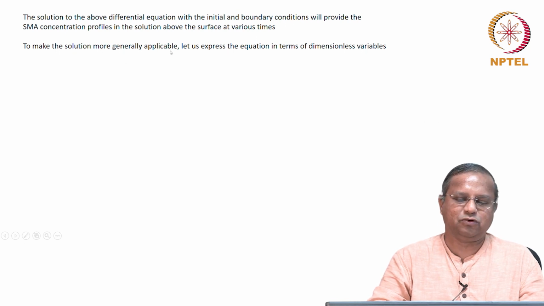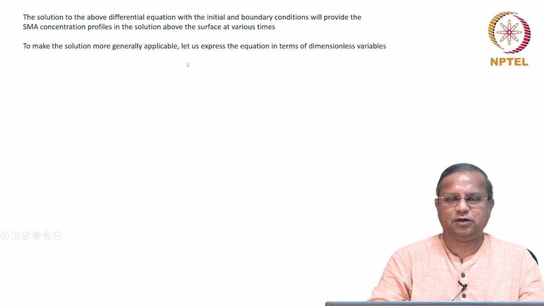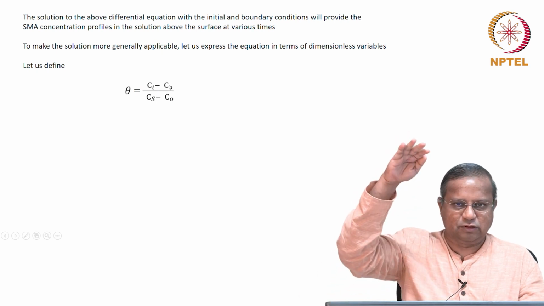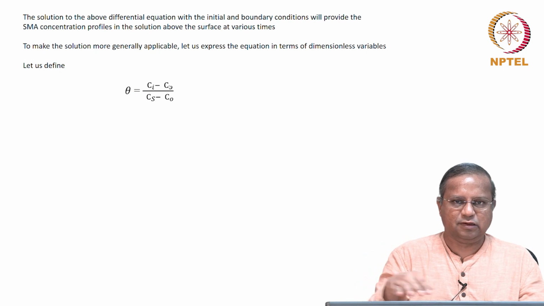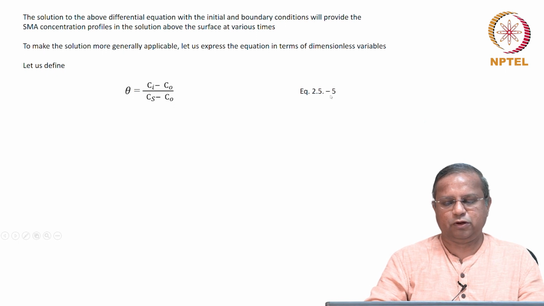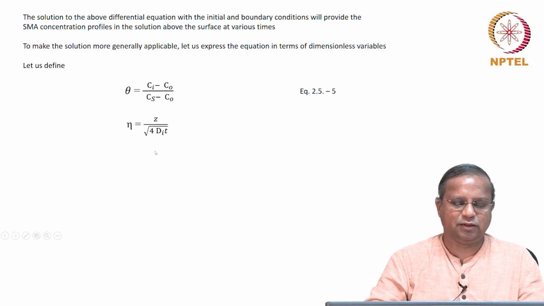Now, again, to make the solution more generally applicable, we are going to express the equation in terms of dimensionless, non-dimensional variables. To do that, let us define theta as Ci minus Co divided by Cs minus Co. Ci is the variable here, Co is the concentration in the bulk, Cs is the SMA at z equals 0, equation 2.5-5, and let us define eta as z divided by square root of 4Dt.